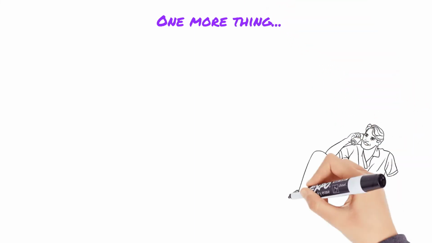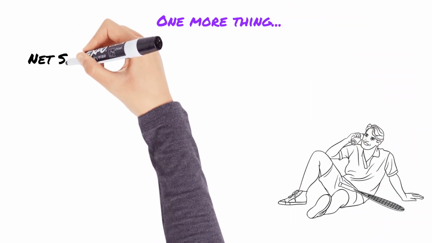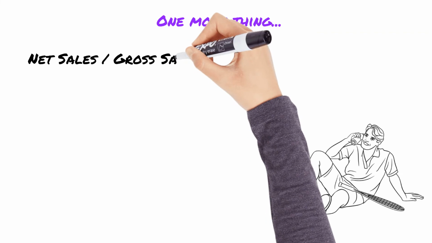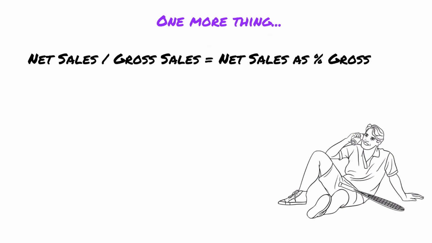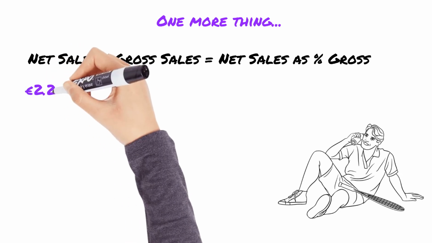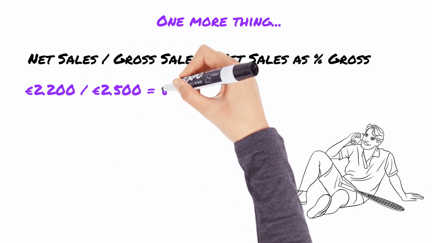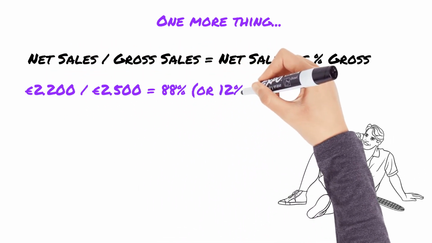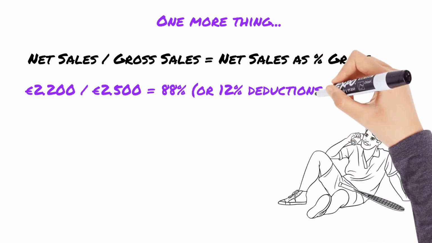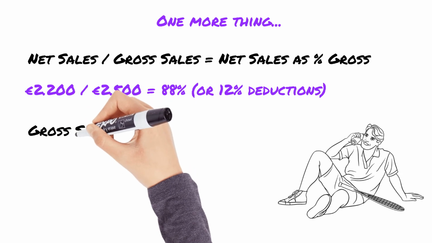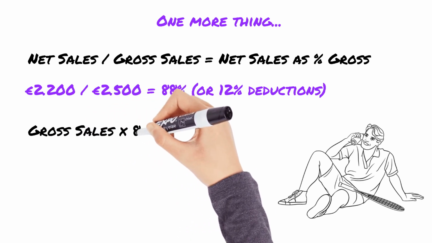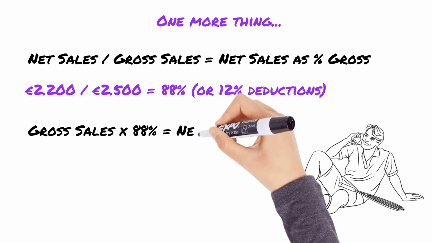One more thing, if you divide net sales by gross sales, you get your net sales as a percentage of gross sales. In this case, 2,200 divided by 2,500 equals 88%, which is equal to 12% sales deductions. Once you know this, you can always do a quick calculation where you simply take your gross sales times 88% to get your estimated net sales.